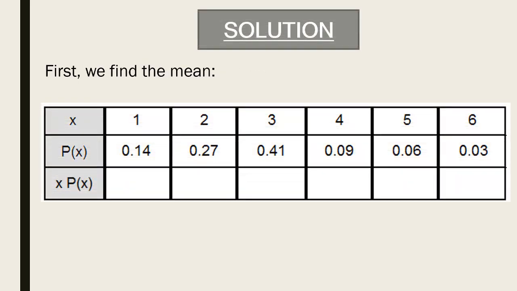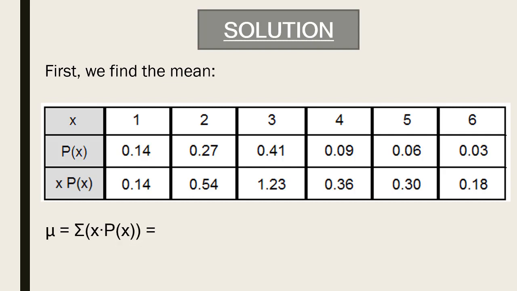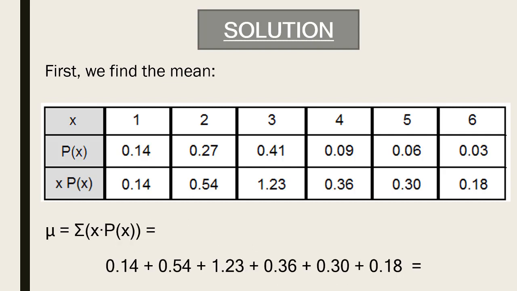We're going to add in a row to this table for the x times the probability. So 1 times 0.14 is 0.14, 2 times 0.27 is 0.54, 3 times 0.41 is 1.23, 4 times 0.09 is 0.36, 5 times 0.06 is 0.30, 6 times 0.03 is 0.18. And so to find the mean, we're going to add up that last row. So we take the 0.14 plus the 0.54 plus the 1.23 and so on. And when we add all those up, we get 2.75.